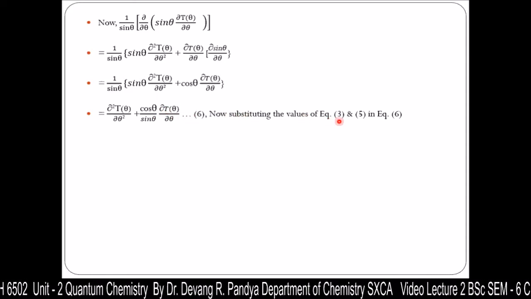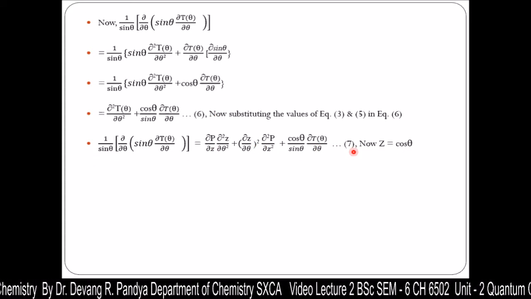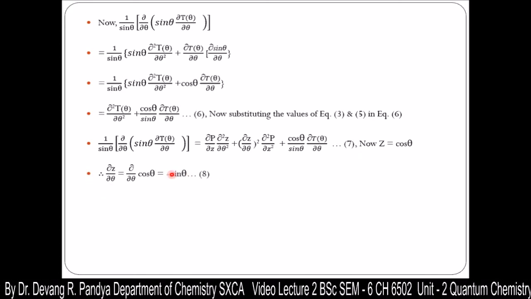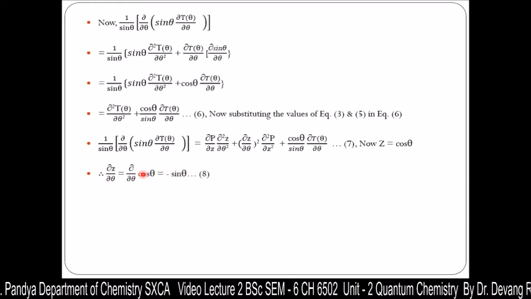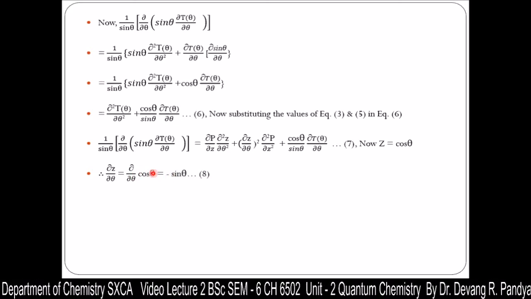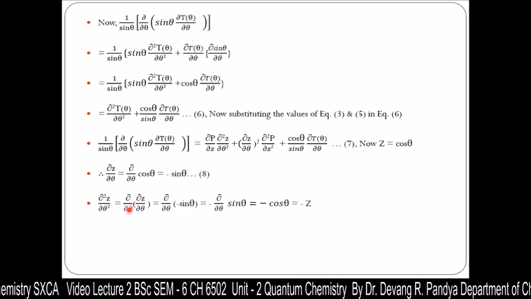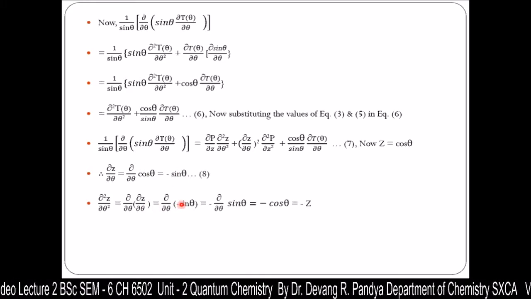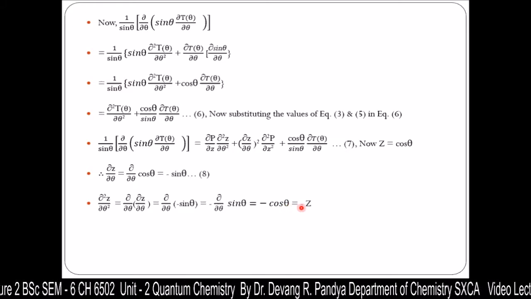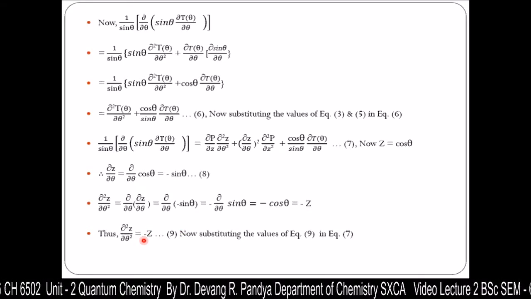Now substituting the value from equation 3 and 5 into equation 6, for this d T theta we're going to get this value, that is equation number 7, where z is equal to cos theta. So dz by d theta is equal to d by d theta into cos theta, because the value of z is taken as cos theta, and when you differentiate that, you are going to get minus sine theta. So d square z by d theta square is equal to d by d theta dz by d theta, and dz by d theta you know is minus sine theta. So when you differentiate minus sine theta, it is going to give you minus cos theta, so you can put minus z value over here. Thus d square z by dz square is equal to minus z.